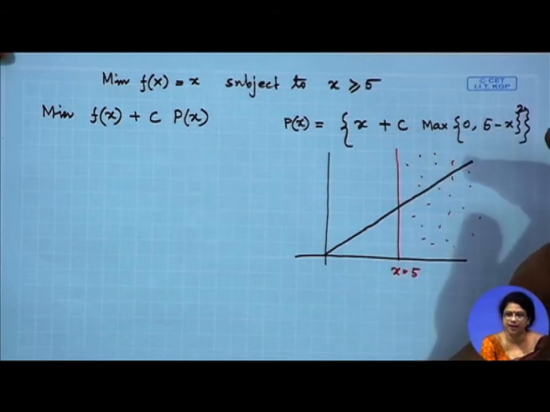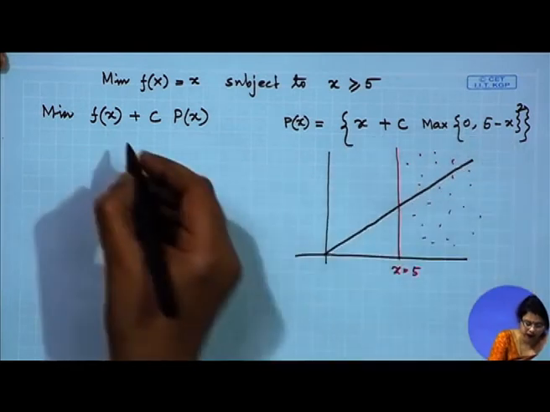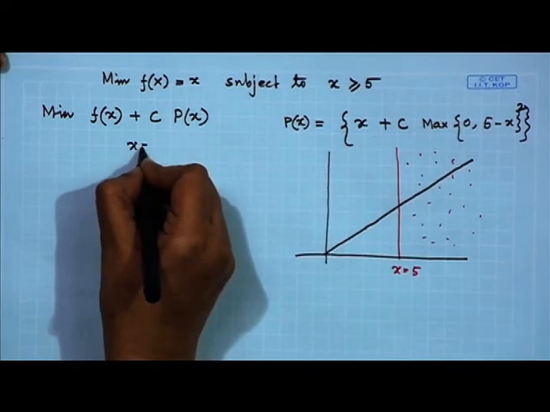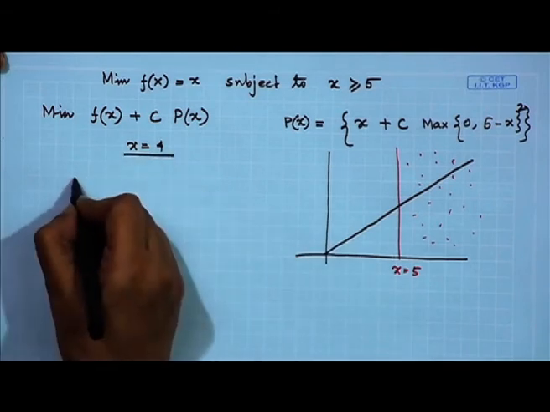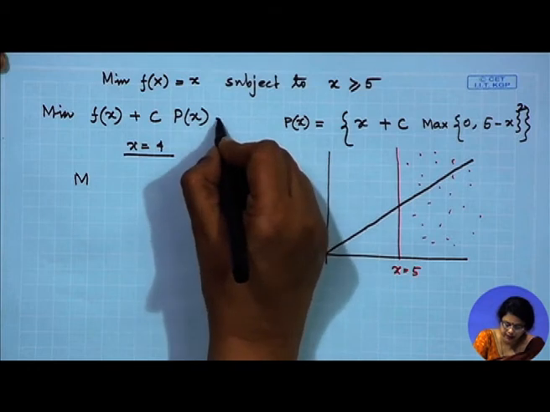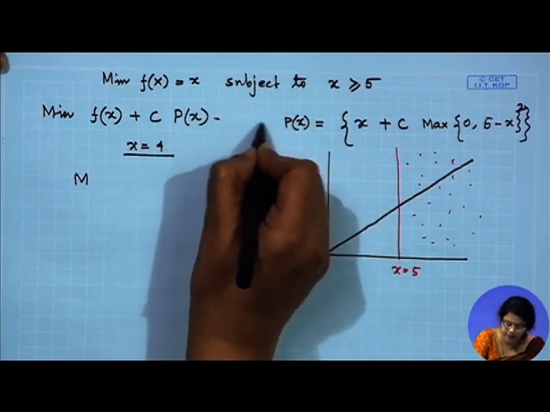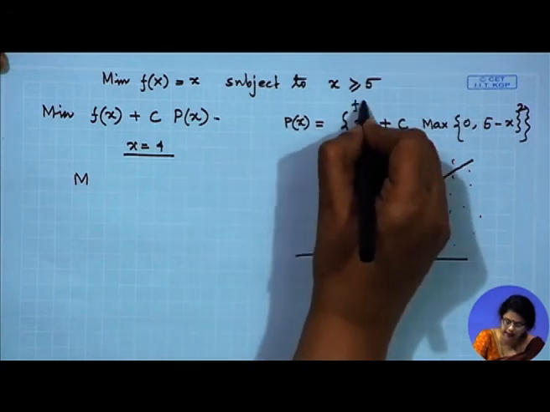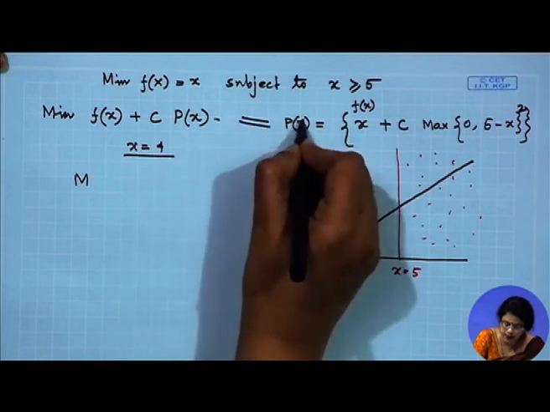All right. Now, if this is the situation, then for a point x equal to 4, if this is my starting point, what is the objective function now? The objective function would be f(x) + c p(x), this is equal to this.